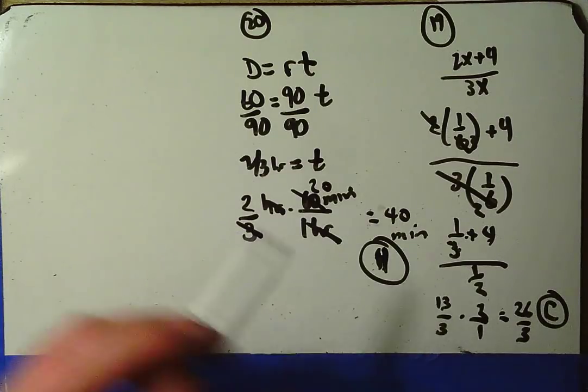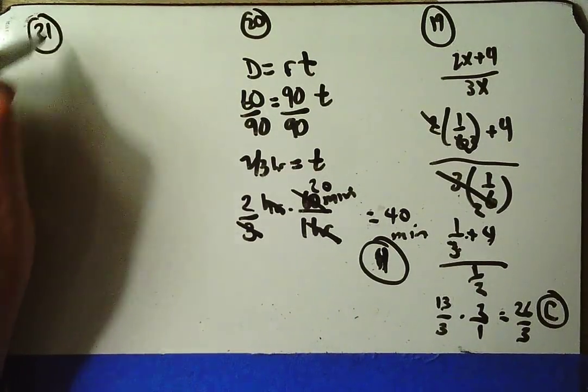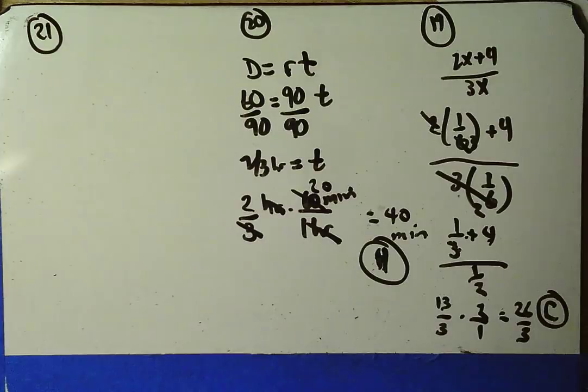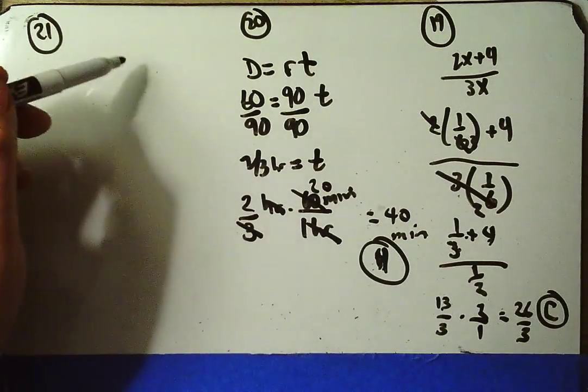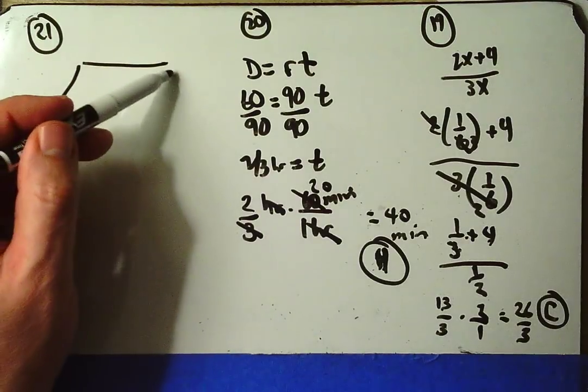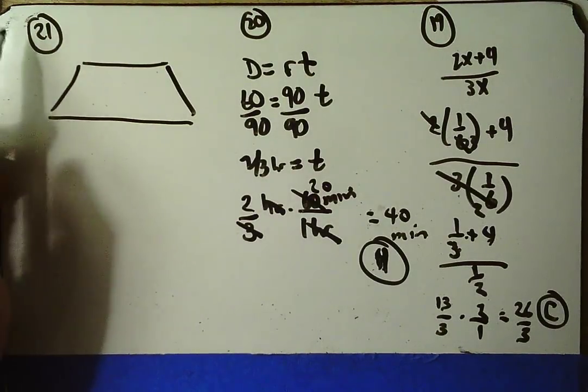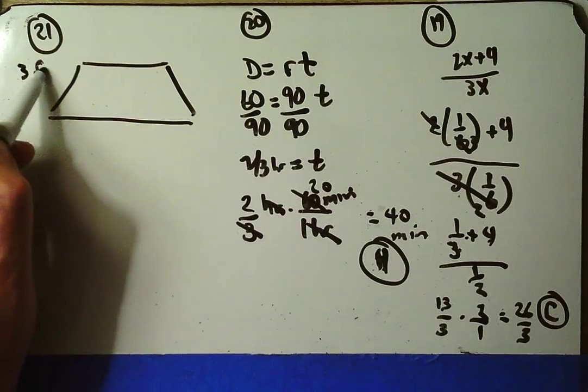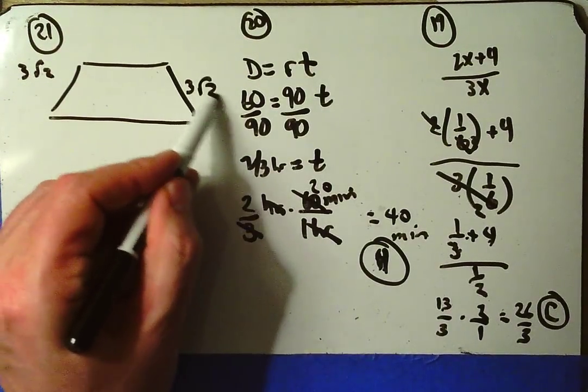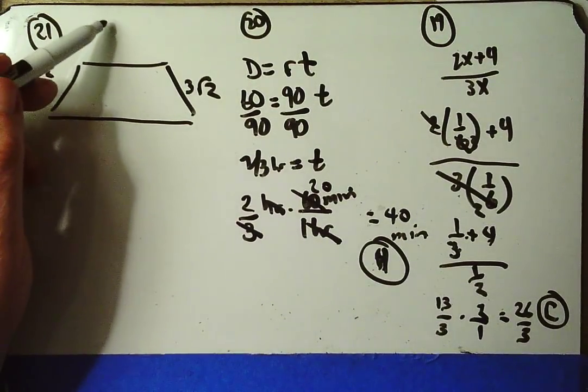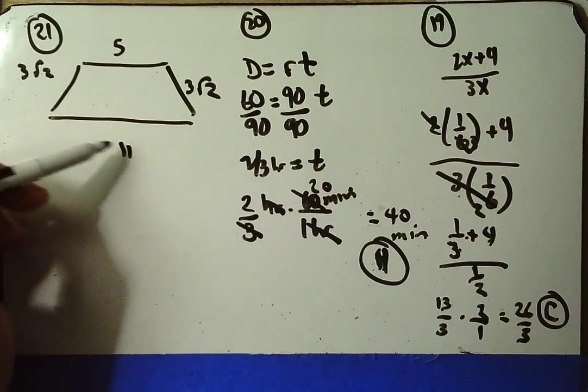Okay, let's move on to 21. We're a third of the way done now. 21. The area of a trapezoid is found with this formula. Given the side measurements, what is the area in square inches of this trapezoid? Well, I notice that these two side lengths are the same, 3 root 2 and 3 root 2. I also know that this is 5 and this is 11.